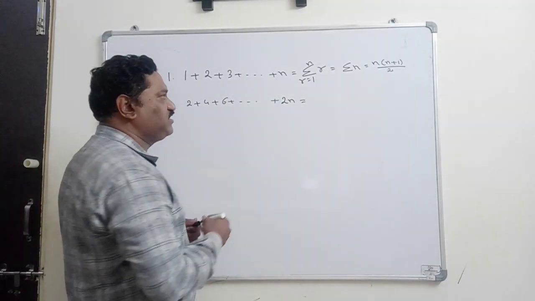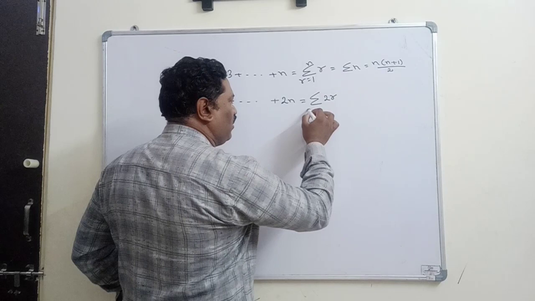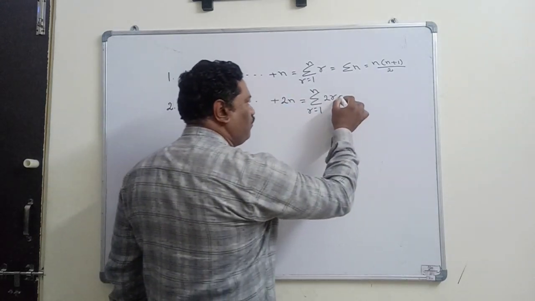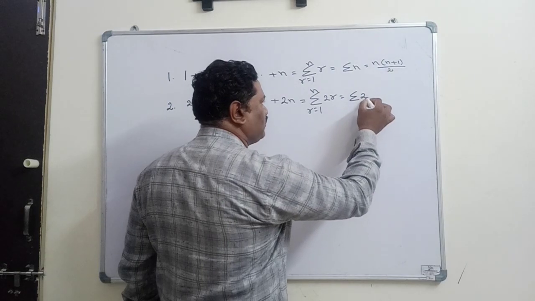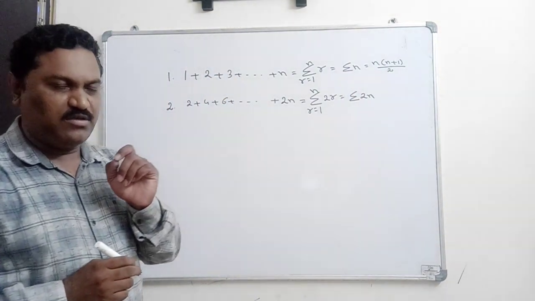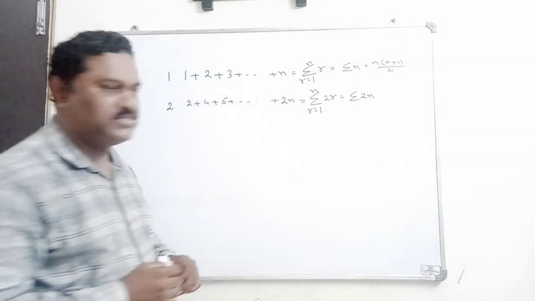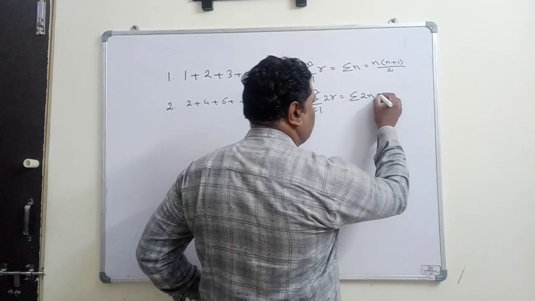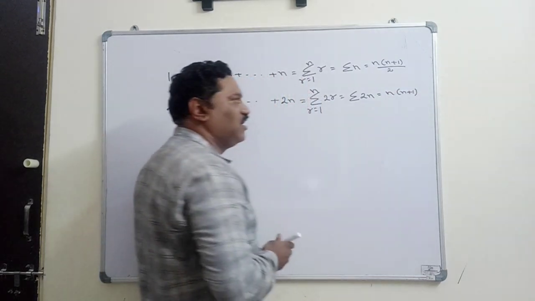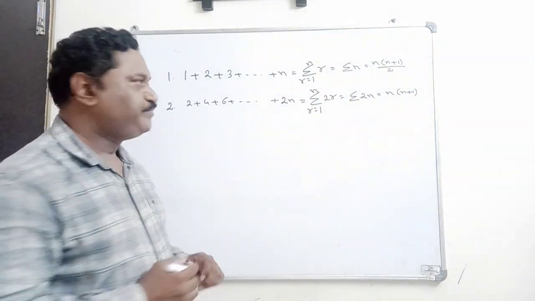In the sigma format, you can represent it as sigma 2r, where r varies from 1 to n. Or simply you can write sigma 2n. Under the sigma, writing the nth term represents the sum of that entire series. So the formula for this is n into n plus 1. That is the formula for the sum of the first n even natural numbers.